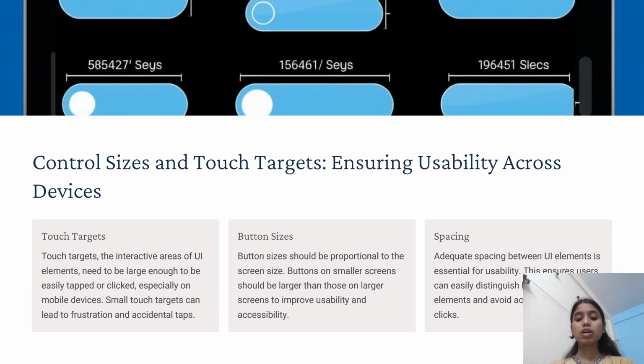Button sizes. Button sizes should be proportional to the screen size. Buttons on a smaller screen should be larger than those on a larger screen to improve usability and accessibility. Spacing. Adequate spacing between the UI elements is essential for usability and user experience. This ensures users can easily distinguish between the different elements and avoids any accidental taps or clicks.